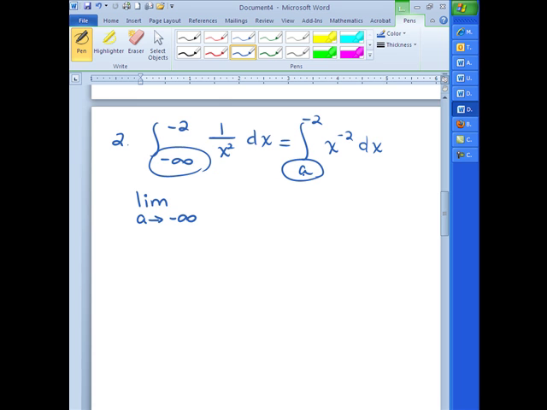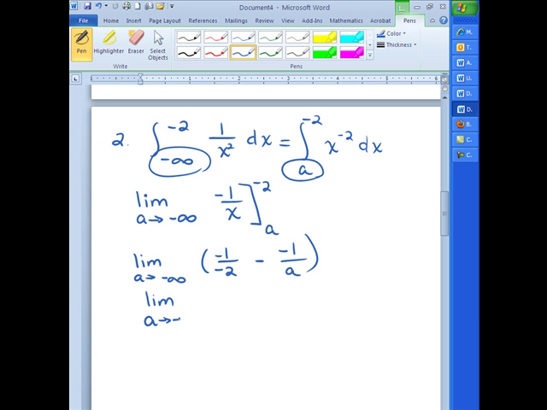The integral of x to the negative 2 is negative 1 over x to the first, because it would be x to the negative 1, so we have to put that in the bottom. And we're going to evaluate that from a to negative 2. So first, remember, we're going to plug in negative 2. So it would be negative 1 over negative 2 minus negative 1 over a. And if we clean that up, the limit as a goes to negative infinity, we get 1/2 plus 1 over a.